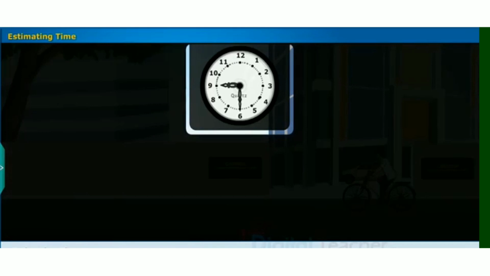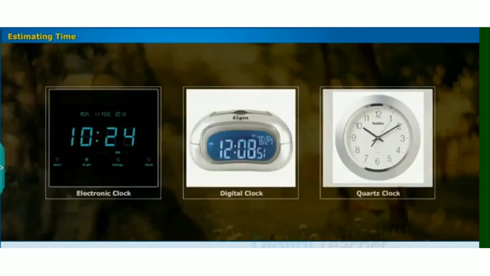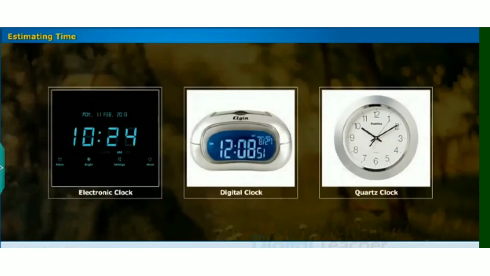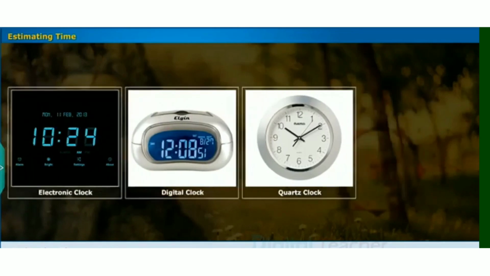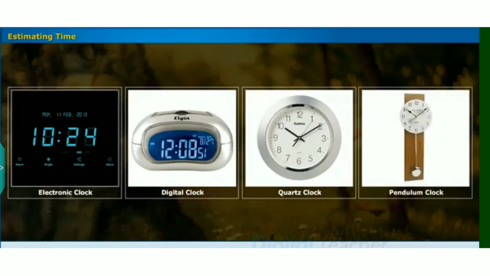For this, we need time measuring instruments like watches, clocks, etc. At present, time is measured by modern and advanced instruments like electronic clocks, digital clocks, quartz clocks, etc. A few decades ago, people used pendulum clocks that have now become rare.